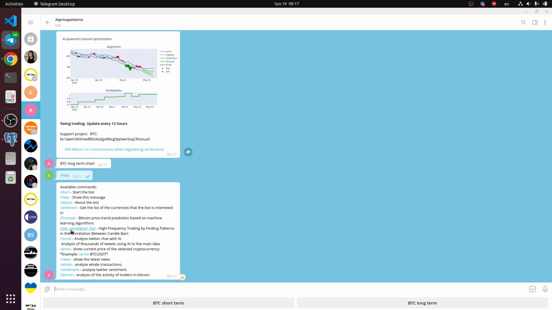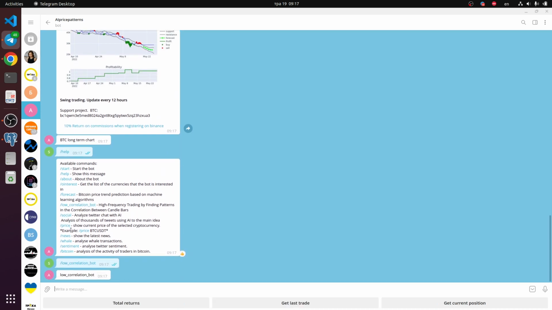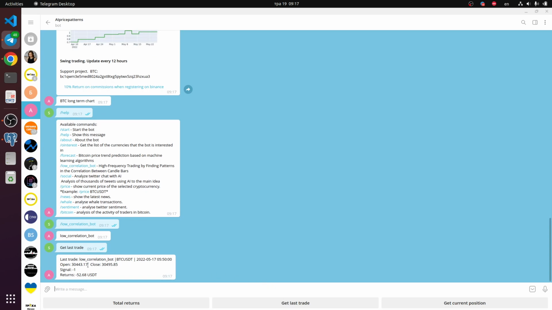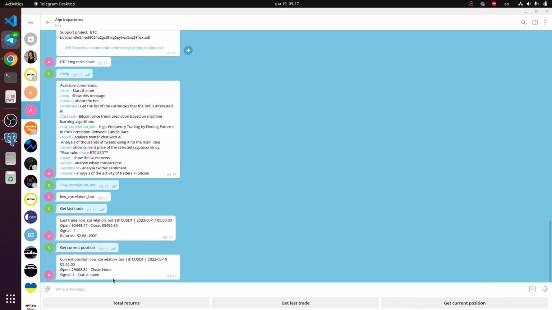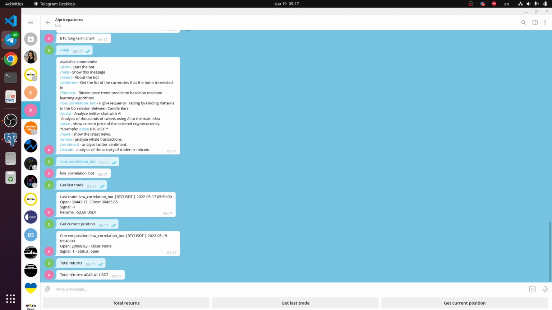Let's look at help again. This is my bot. It's a trading bot, and you could use this one. For example, let's look at the get last trade. Okay, this is the last trade. These are some returns, and get current position. What is get current position? Signal 1 means buy. If it is -1, it would be sell, and this is the total returns.